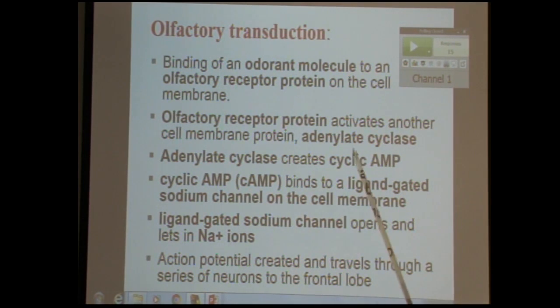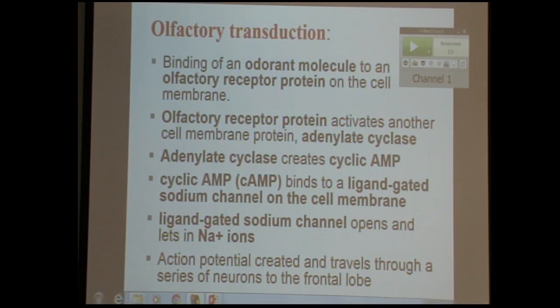So first, the odorant binds the receptor. Then that receptor, which is on the cell membrane, activates another membrane protein called adenylate cyclase. Adenylate cyclase makes cyclic AMP. Cyclic AMP binds to a ligand. I'm going to leave this up too. Binds to a ligand-gated sodium channel.